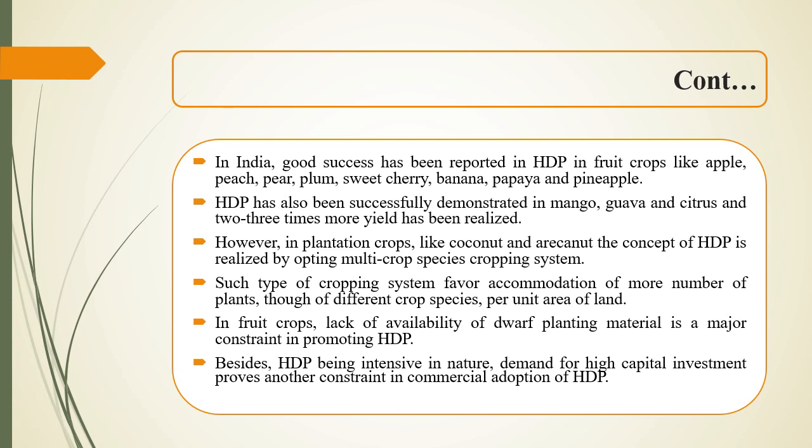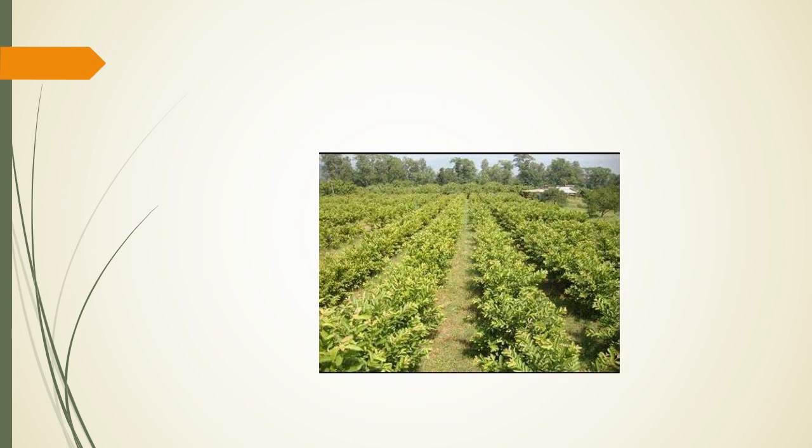In India, good success has been reported in HDP in different fruit crops. Whereas in plantation crops, high density planting can be achieved by following multi-storey cropping, by opting different crop species of plants. The main constraint in high density planting is lack of availability of dwarf planting material. Here in this picture, you can see how the high density planting looks like.